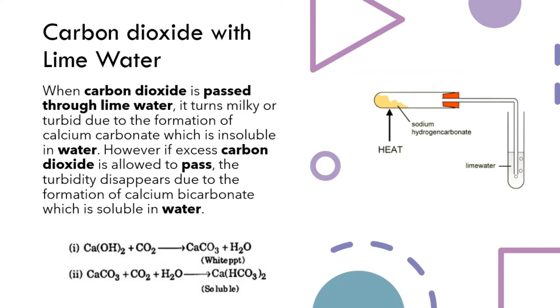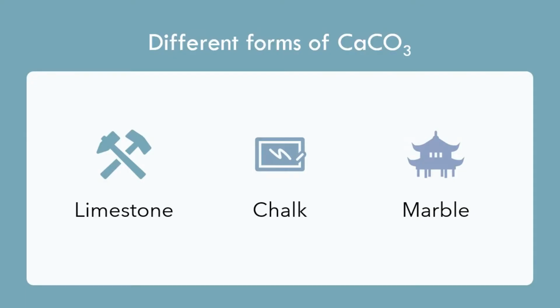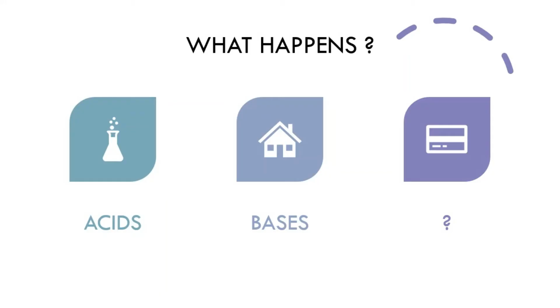However, when excess carbon dioxide gas is passed, this calcium carbonate reacts with this carbon dioxide gas and also reacts with water to give calcium hydrogen carbonate, which is soluble in water. So limestone, chalk and marble are different forms of calcium carbonate, that is the white precipitate that we saw in our previous reaction. So what happens when acids and bases react with each other?